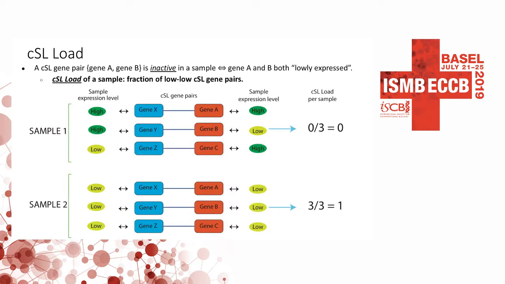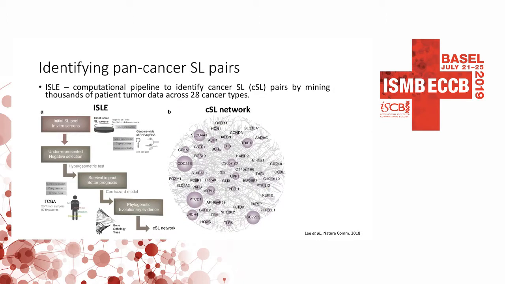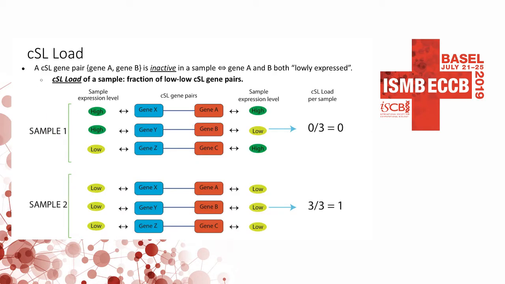Now we define what we call a CSL load, or a cancer SL load, for each sample. A cancer SL load is basically the fraction of low CSL, or cancer SL, gene pairs. So if you look at 2 samples, 1 and 2, let's say gene X, gene A, gene Y, gene B, gene Z, gene C are all CSL pairs. And all these genes X, Y, Z are low expressed. Even genes A, B, C have low expression.